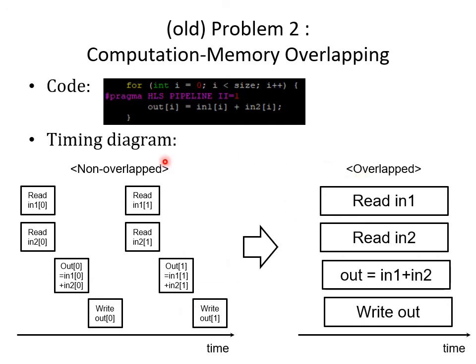So what we want to do is overlap the memory access and the computation. So after reading an element from in1 and in2, we can let the adder do its job, and in the meanwhile immediately fetch the next element of in1 and in2 arrays. This is shown in this timing diagram. We're going to obtain high performance because the memory access and the computation is overlapped and done in parallel.